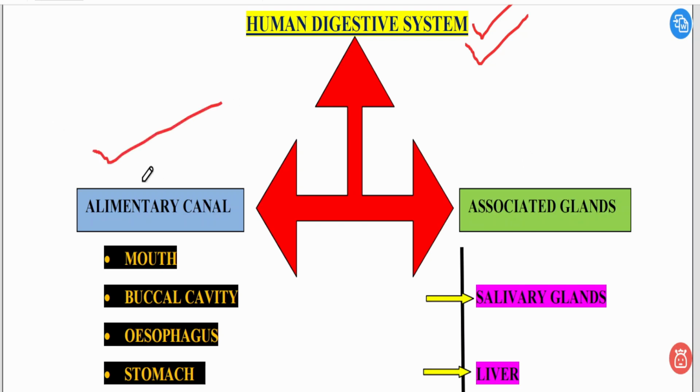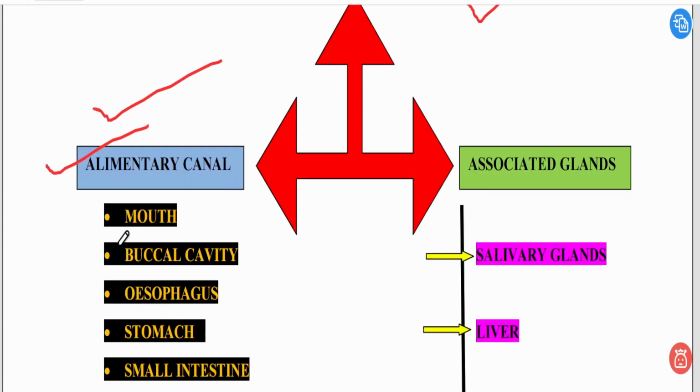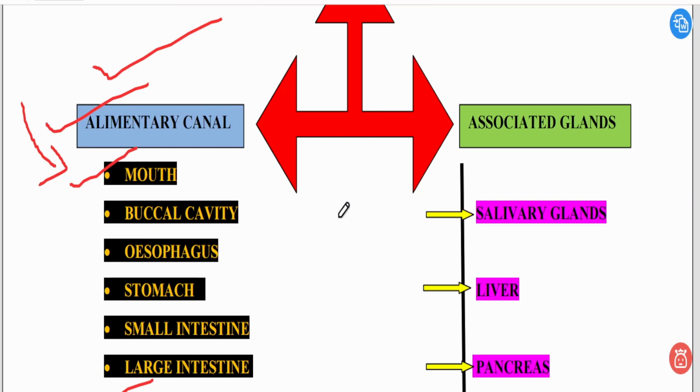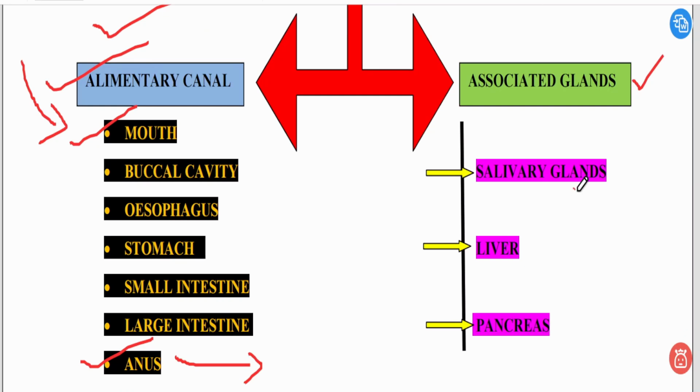First, you can see the alimentary canal. The alimentary canal, what we call it, starts right from our mouth till the anus. That means right from where the ingestion process takes place to where the egestion process takes place. Then what type of glands are associated with the alimentary canal? Those associated glands are the salivary glands, the liver, and the pancreas.